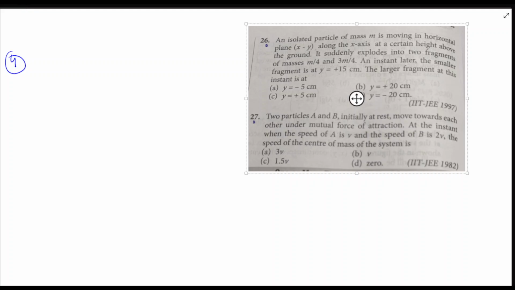Okay, so we have two questions. Let's solve the first one. We have an isolated particle of mass m moving in the horizontal plane xy, along the x-axis at a certain height above the ground. It suddenly explodes into two fragments of these masses. At an instant later, the smaller fragment is at y equal to 15 centimeter.